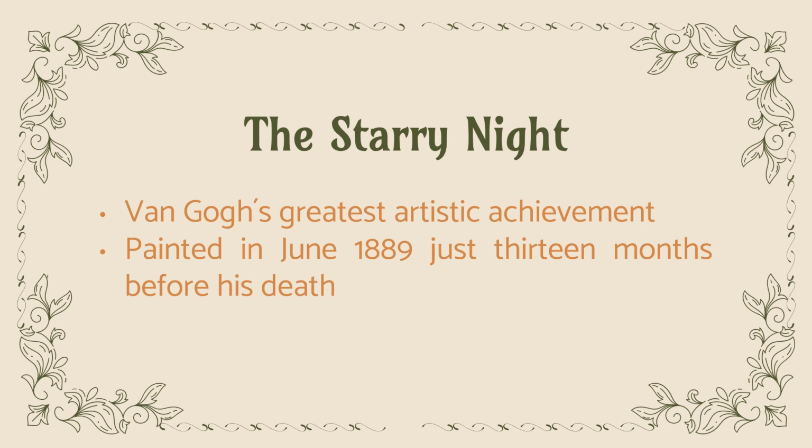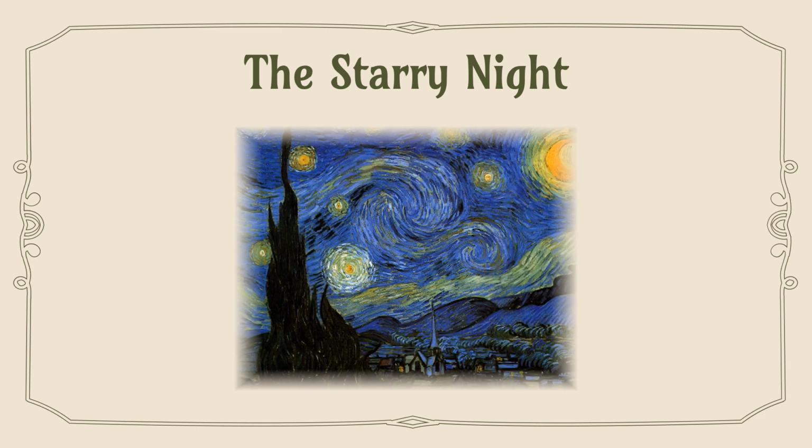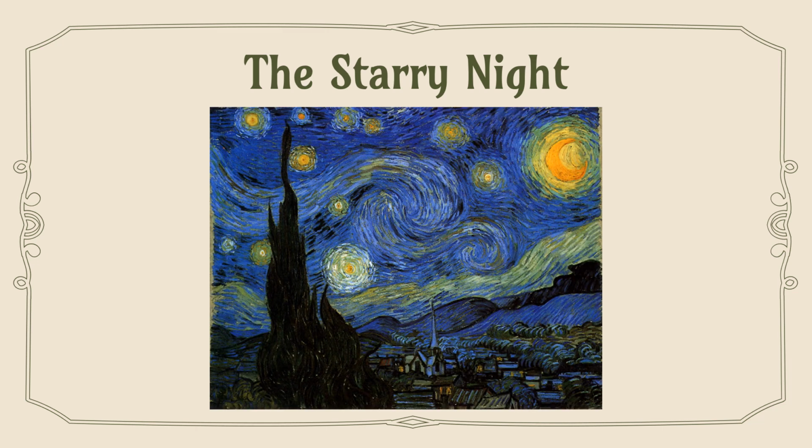to his severe attacks. It depicts the view from the east-facing window of his asylum room, just before sunrise, with the addition of an imaginary village. Van Gogh's night sky is brimming with energy, and it contrasts with the silent village below. The town he depicts in Starry Night is somewhat invented, and the church spire brings to mind his homeland, the Netherlands.